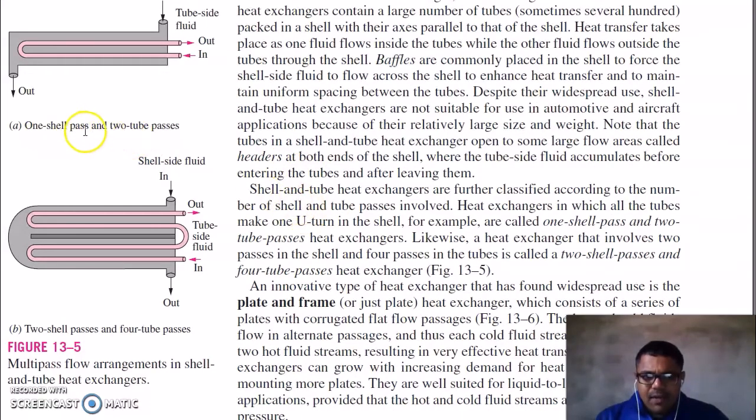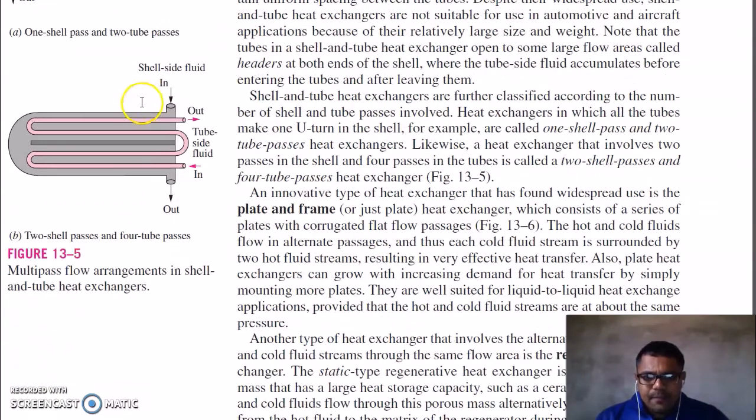So this is one shell pass and one tube pass, and two tube pass. So you can see this is your shell. This is shell side fluid, gray area, which will come in and go out. So this is one shell pass, while the tube fluid comes in from this side, takes a U-turn, and goes out, so it is two pass.